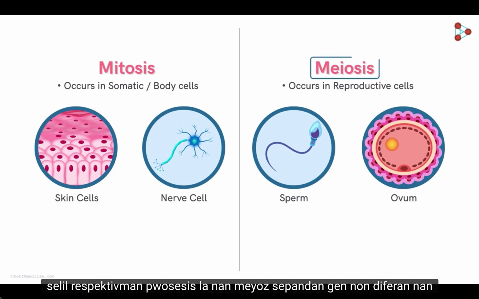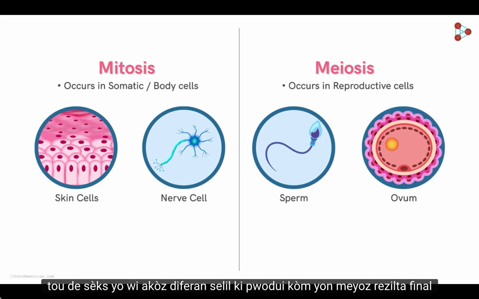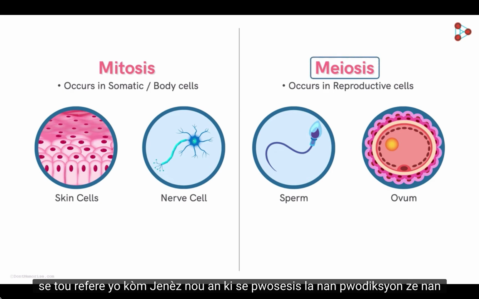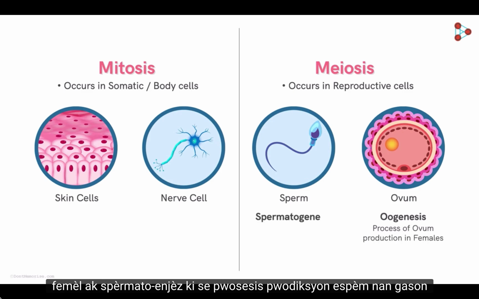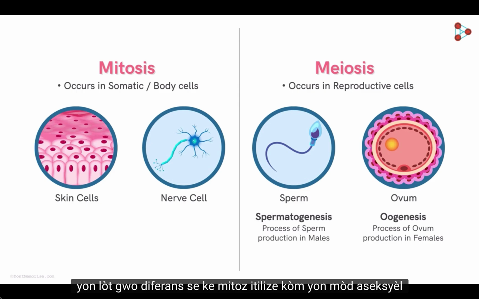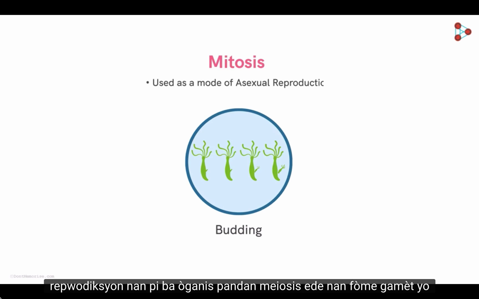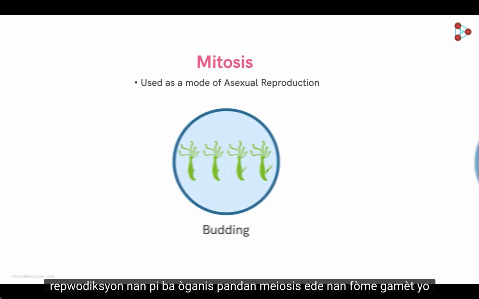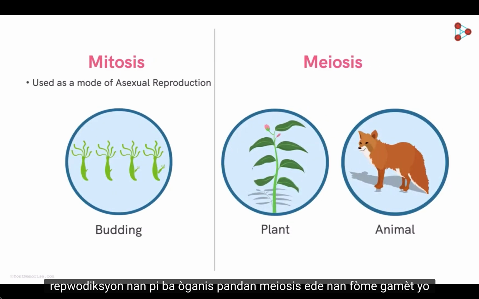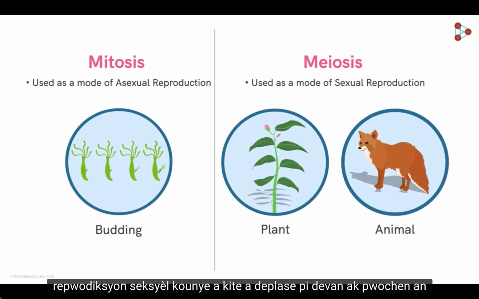The process of meiosis, however, has different names in both the sexes. Yes, due to the different cells produced as an end result, meiosis is also referred to as oogenesis, that is the process of ovum production in females, and spermatogenesis, that is the sperm production process in males. Another major difference is that mitosis is used as a mode of asexual reproduction in lower organisms, while meiosis helps in forming gametes for sexual reproduction.